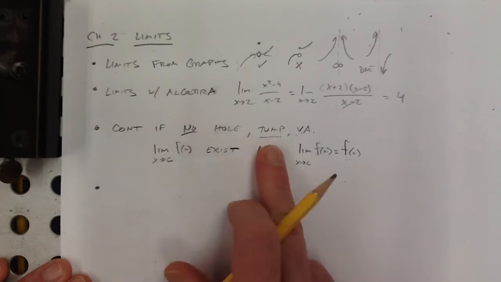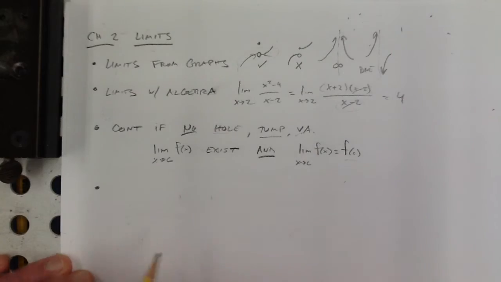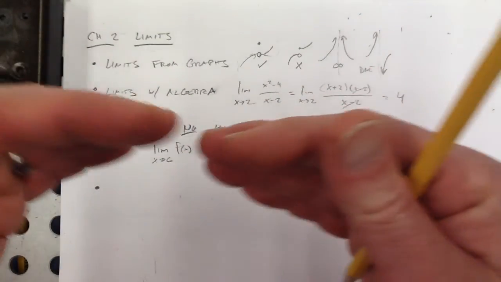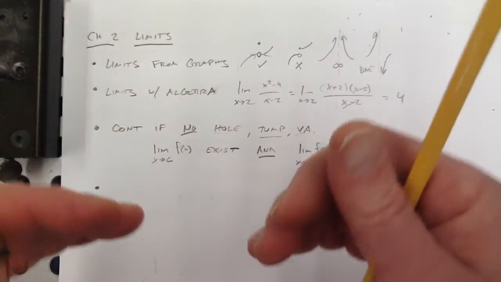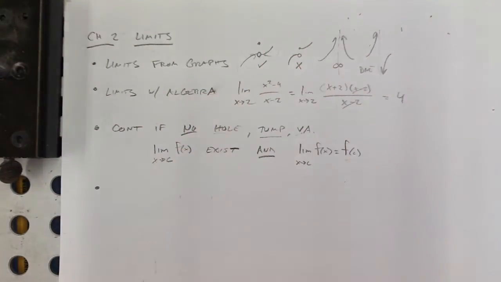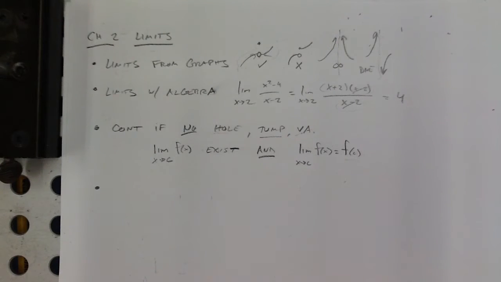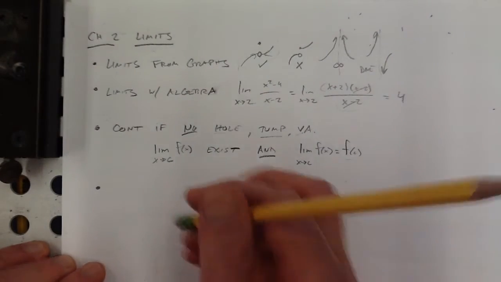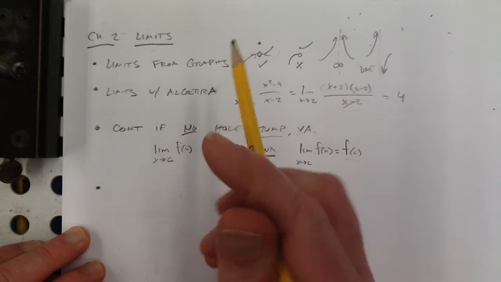But that's what continuity means: no holes, jumps, or vertical asymptotes. So if you've got a piecewise function, calculus teachers love piecewise functions because you can talk about whether the two pieces actually link up or not. And then we did some stuff with limits with trig functions, and you can go back and look at that in your notes.